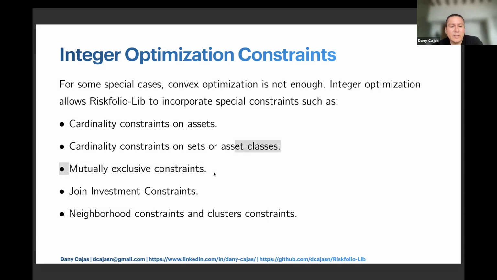Mutually exclusive constraints, that, for example, here, make it so that we cannot invest in two assets at the same time. Joint investment constraints that make it so that you have to invest in two assets at the same time. And here also neighborhood constraints and cluster constraints, that come from the network representation of asset relationships.